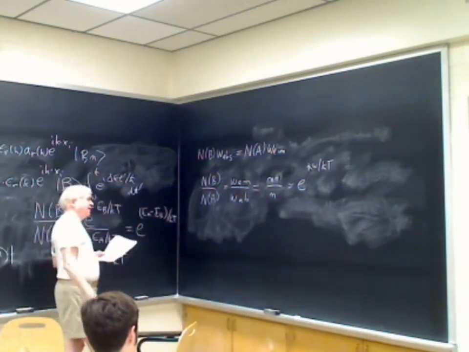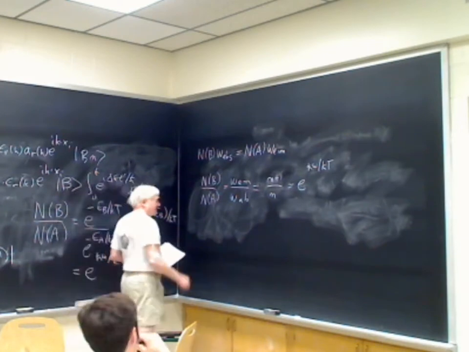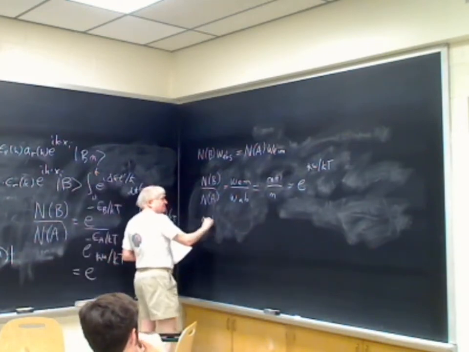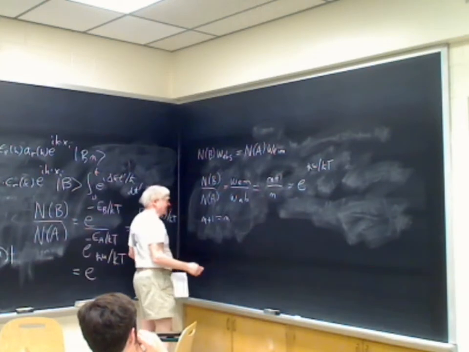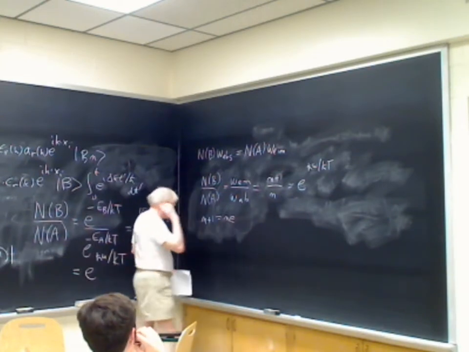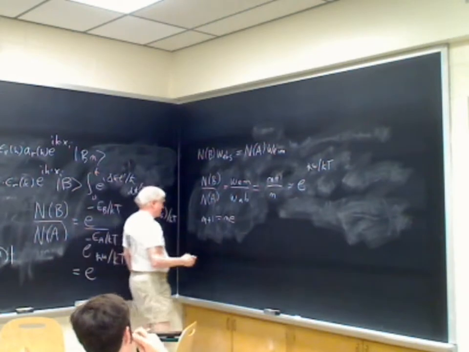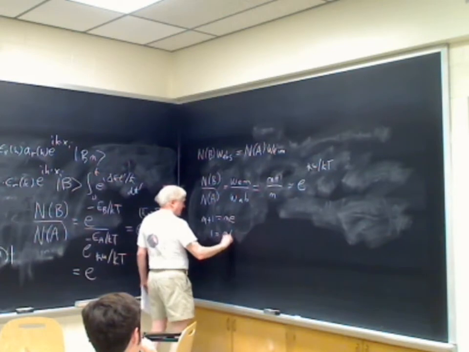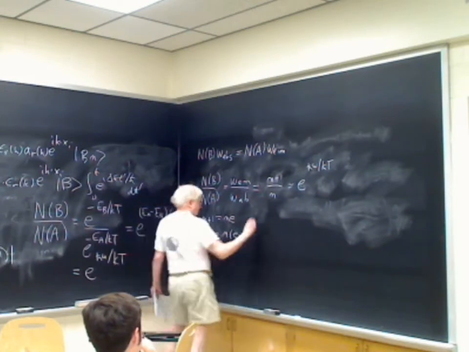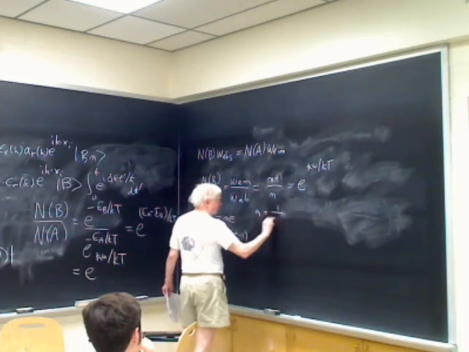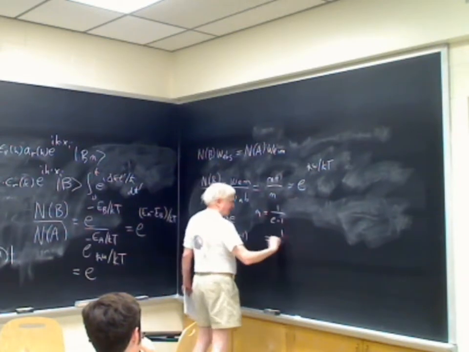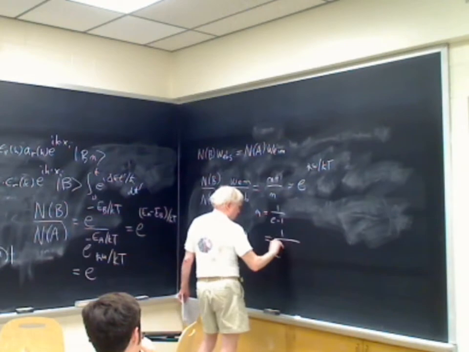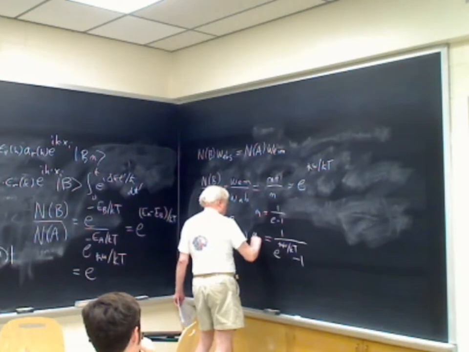And so now we have an exercise in high school algebra. n plus 1 over n equals E, and just to make it easy, I'm just going to call this E. And so that means then that 1 is equal to n times (E minus 1), and that means n is equal to 1 over E minus 1, or translating back into correct units, 1 over e to the h bar omega over kT minus 1. So this is what n_rk is.